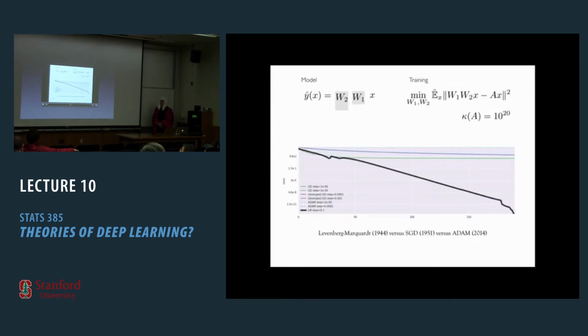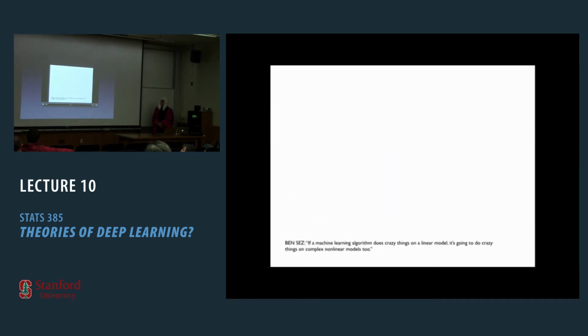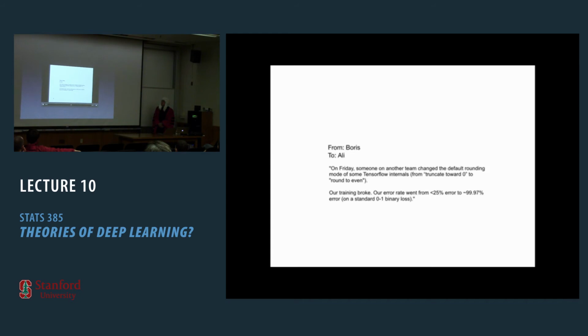This pain is real. Here's an email that landed in my inbox just a month ago. I'll read it out loud for you. It's from my friend Boris. On Friday, someone on another team changed the default rounding mode of some TensorFlow internals from truncate towards 0 to round to even. Our training broke. Our error rate went from less than 25% error to almost 99% error.